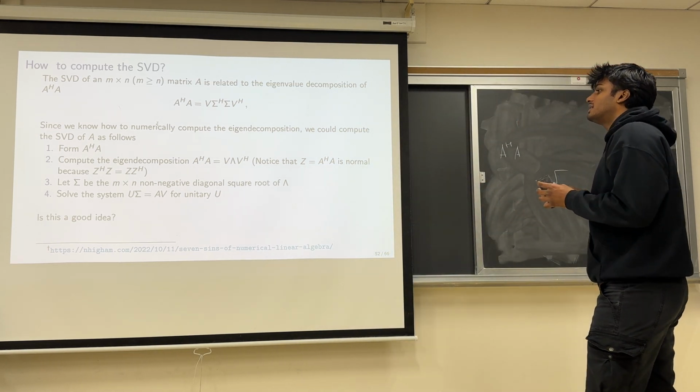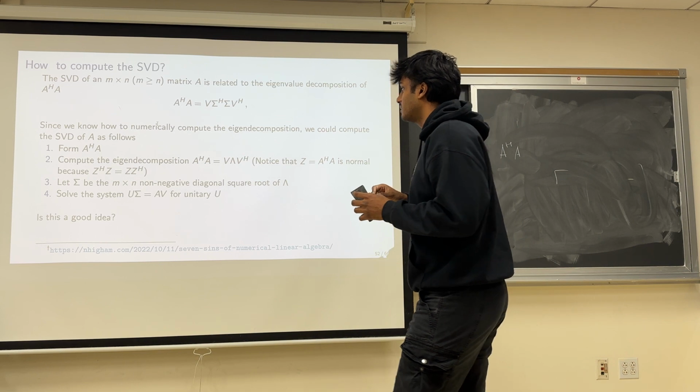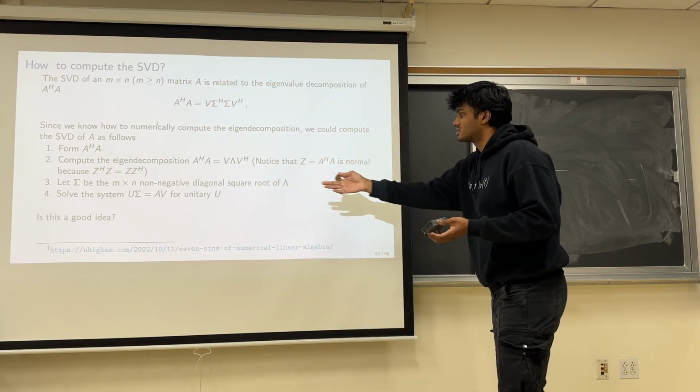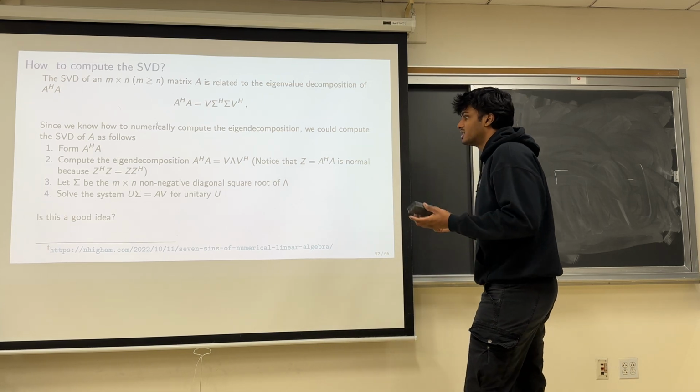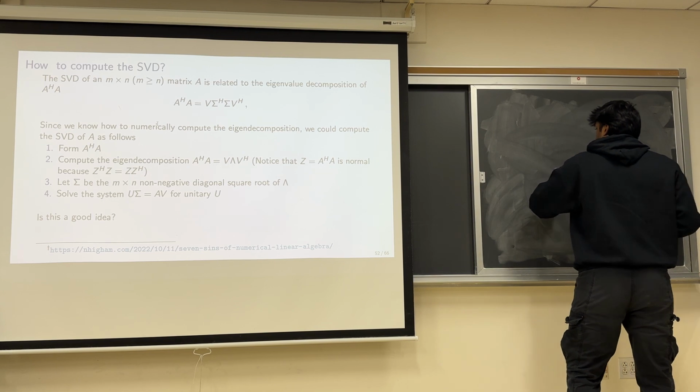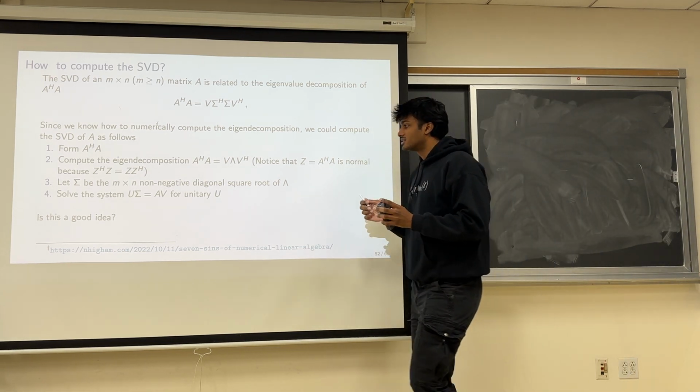Yes. Let sigma be the m cross n non-negative diagonal square root of lambda. Just take a diagonal square root and then solve the system. Use sigma is AV for unitary U. Okay, I mean, fair enough. But then the question is, is this a good idea?